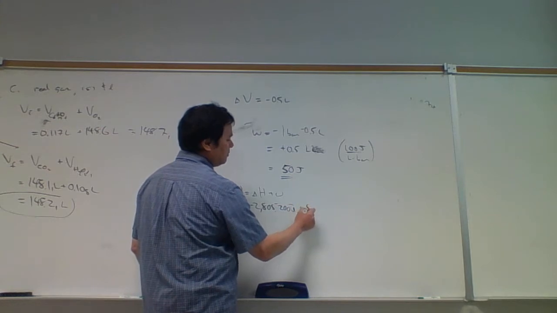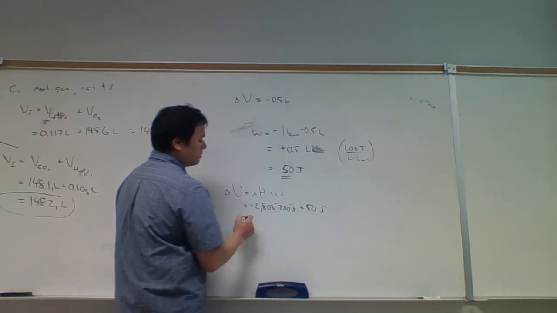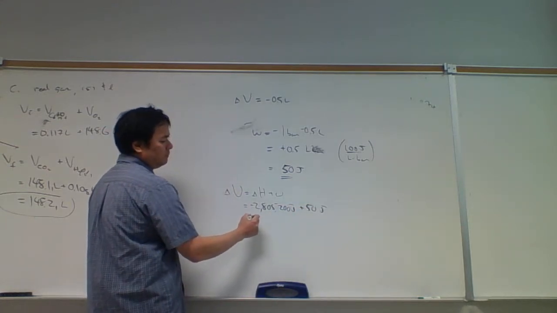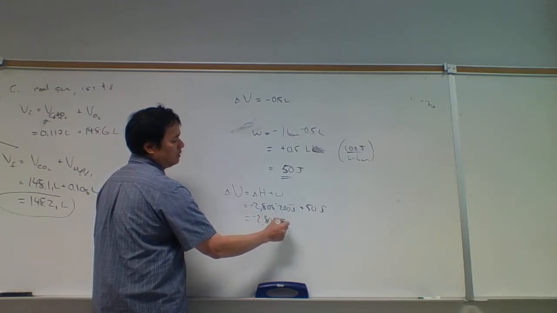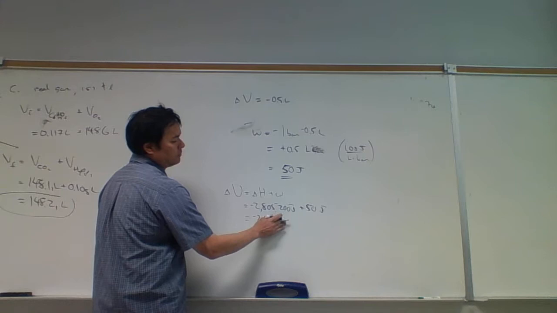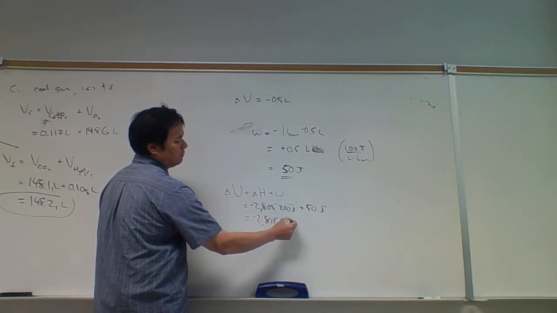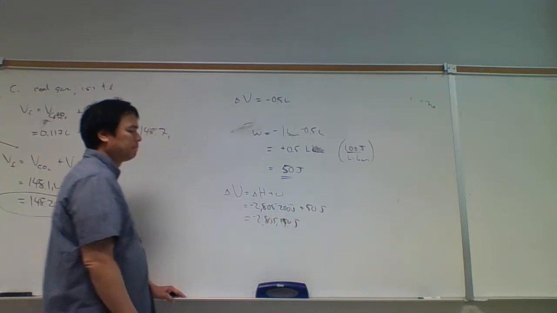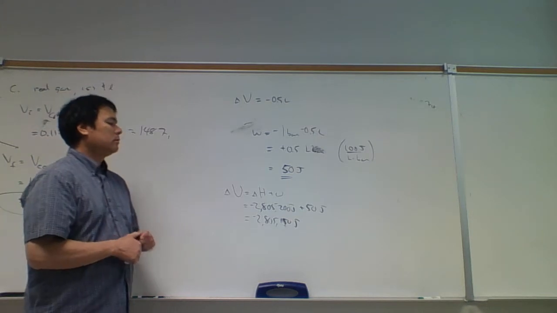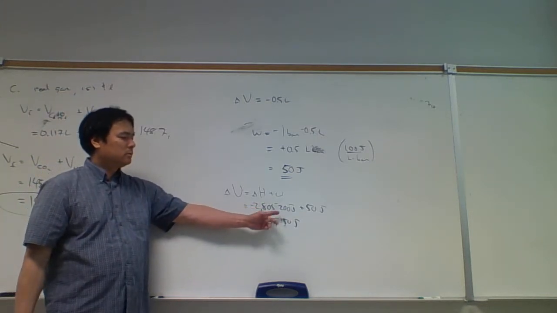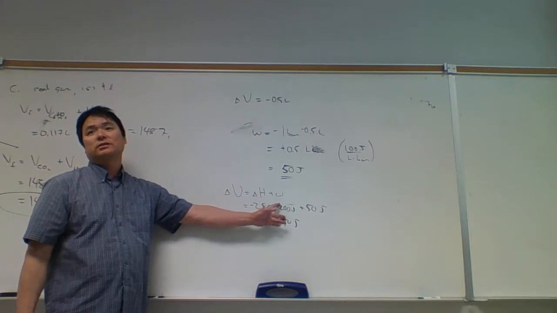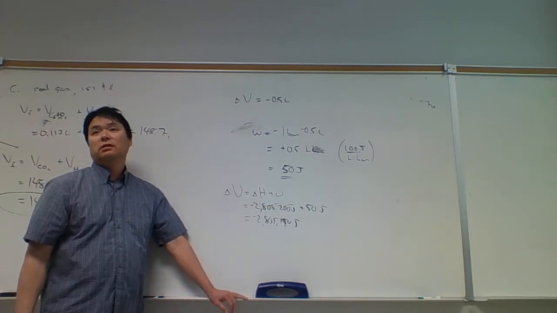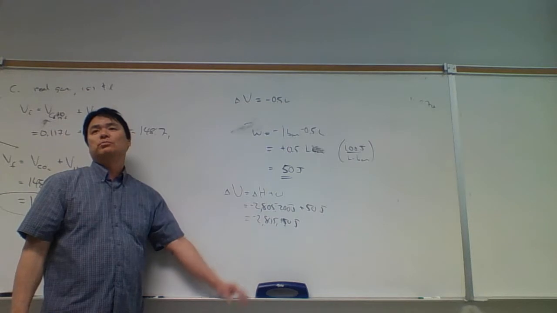Now I got plus 50 joules. And so that's going to give me 2,805,150. So I went from the 200 to 150. Is that a significant change? I think so. But in the context of 2 million, it isn't.